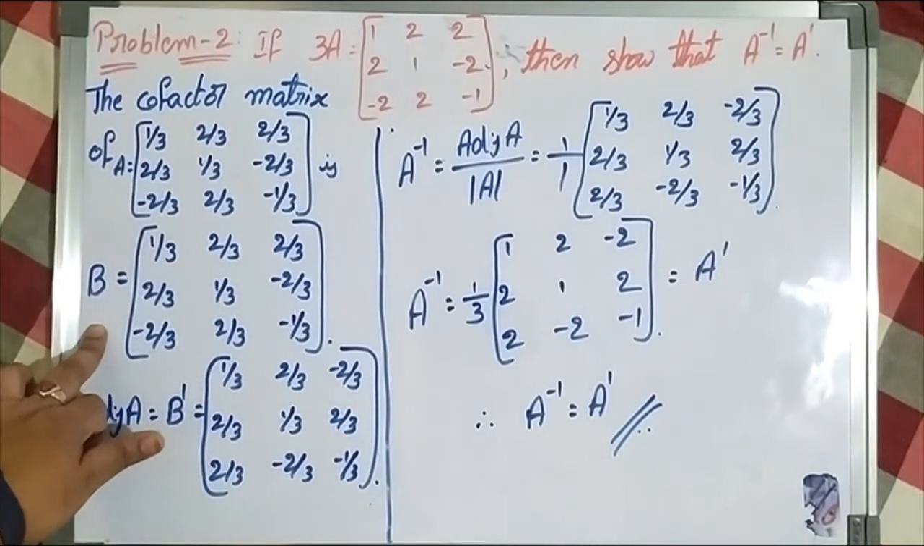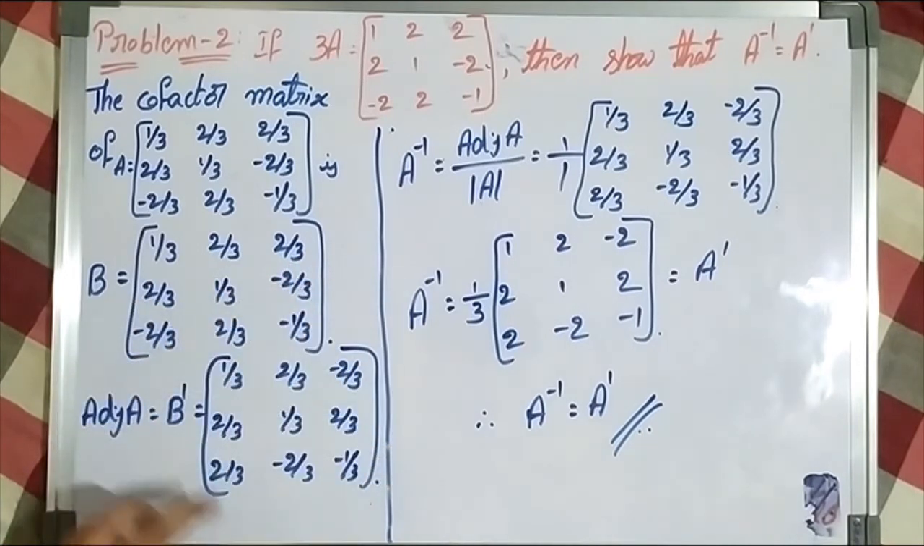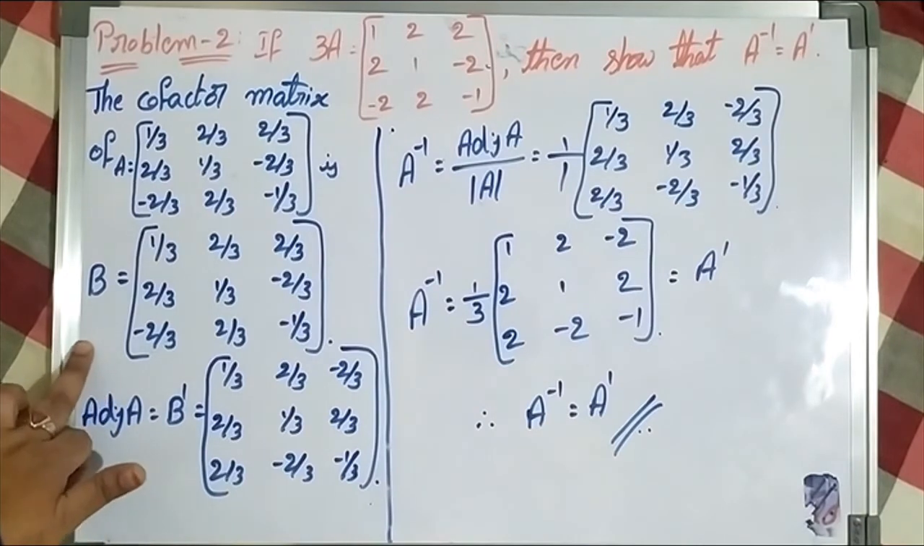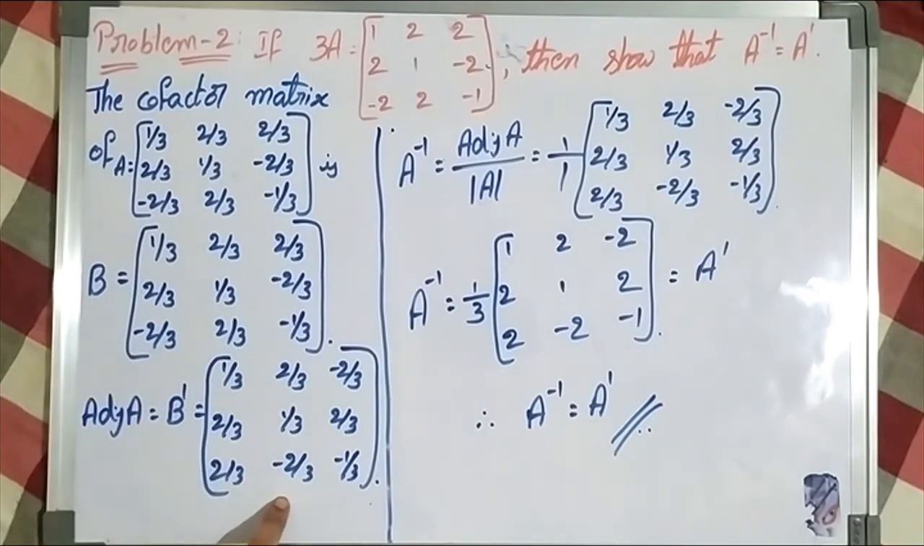Then the cofactor matrix B equal to 1/3, 2/3, 2/3, 2/3, 1/3, -2/3, 2/3, 2/3, -1/3. This is the cofactor matrix. Then adjoint of A equal to B transpose. B transpose value is this.